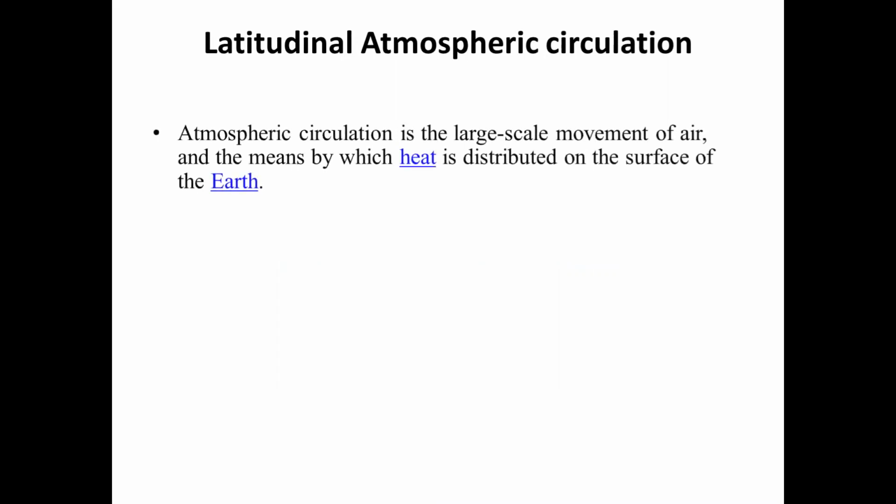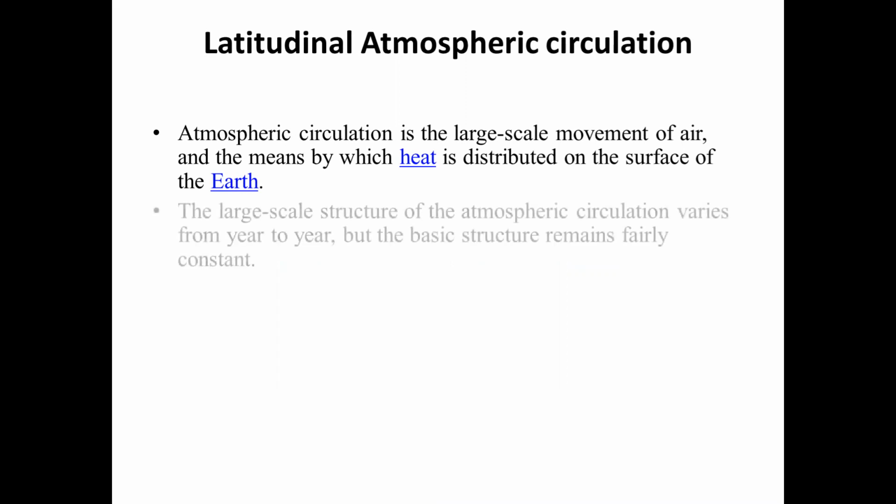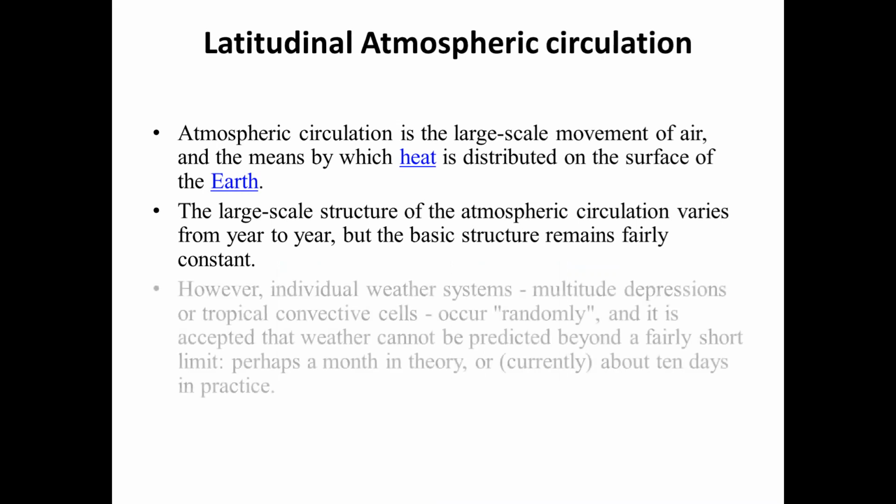Latitudinal atmospheric circulation. Atmospheric circulation is the large-scale movement of air and the means by which heat is distributed on the surface of the Earth. The large-scale structure of the atmospheric circulation varies from year to year, but the basic structure remains fairly constant.